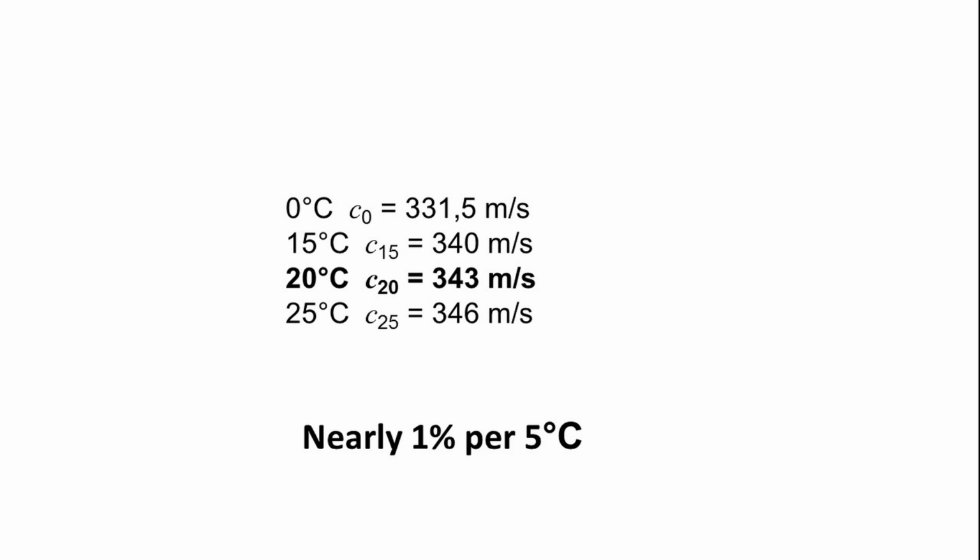Now we have to talk about absolute measurement. Speed of sound depends on temperature. Per 5 degrees centigrade, the speed of sound changes nearly 1%. If you want really precise measurements with these sensors, you have to adjust its initial measurements to a known distance. Here I did not do this because I was only interested in the relative numbers.